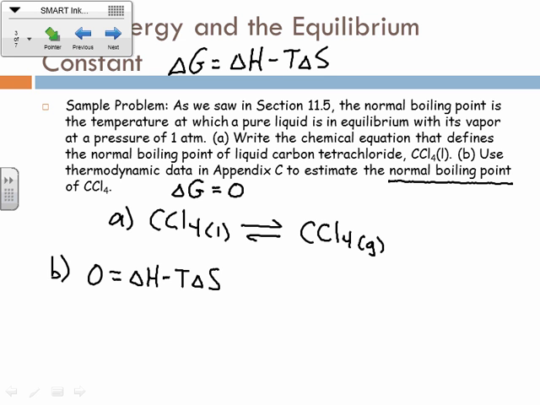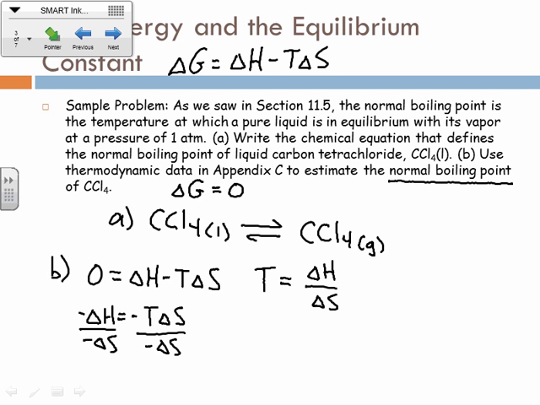I prefer to solve for T first and then plug all my numbers in. That's just my way of doing it, but if it works better for you to plug in all the numbers first and then solve for the variable, that's okay too. But if we were going to do that, we'd end up with negative delta H is equal to negative T times delta S. And then if I divide both sides by negative delta S, I end up with T is equal to delta H over delta S. Okay?